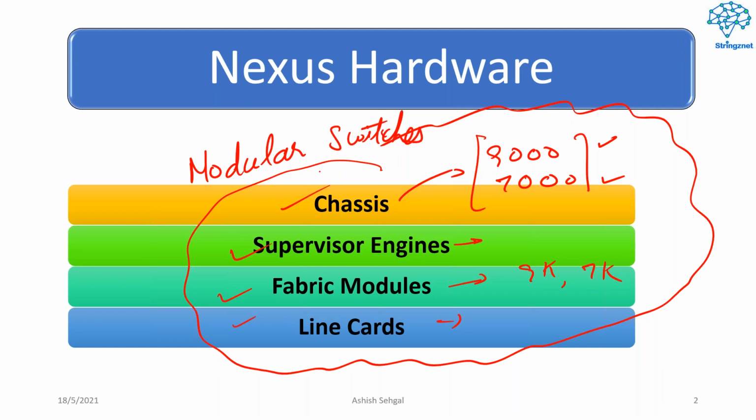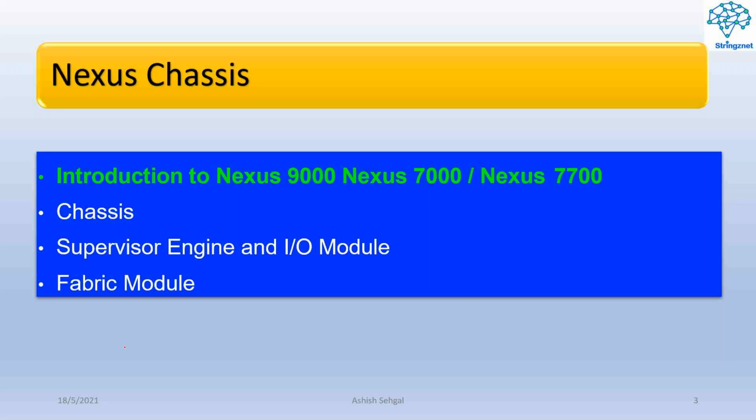Besides calling them modular switches, we use a term called fabric switches. So the very first question which we are going to address here is, what is the meaning of fabric? Why do we call these switches fabric switches? Before that, I would like to start this understanding with Nexus 9000.